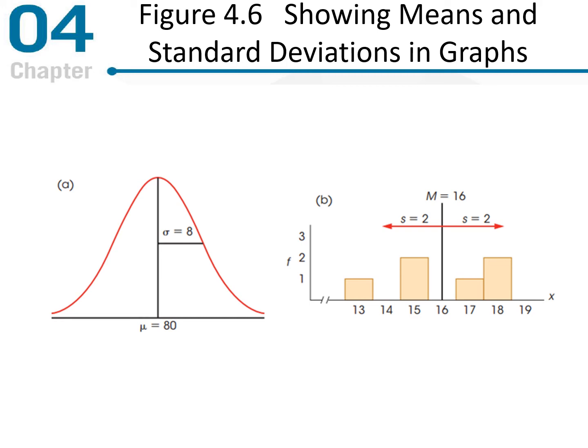Now, in a journal article, there's all kinds of things you can do in terms of showing variation. A lot of times they use something called error bars, which are confidence intervals around the mean.